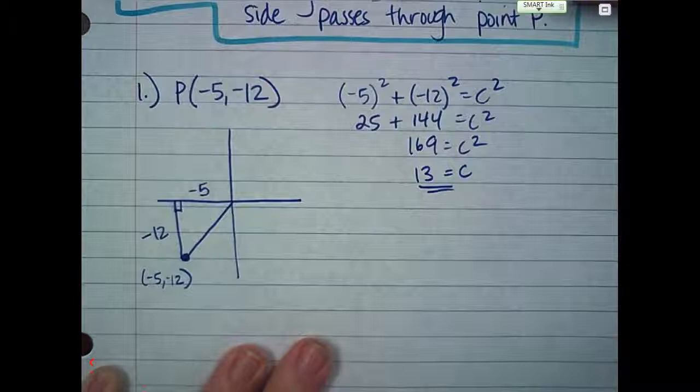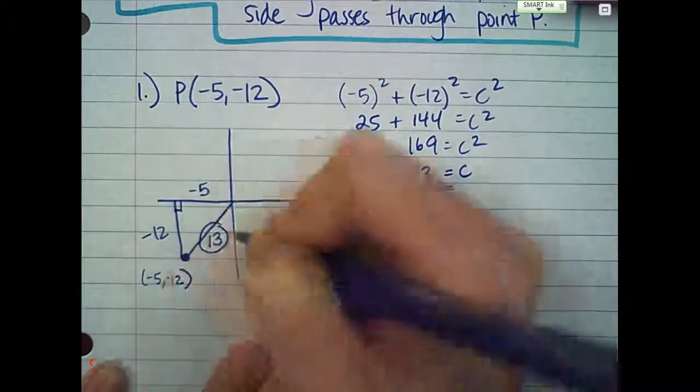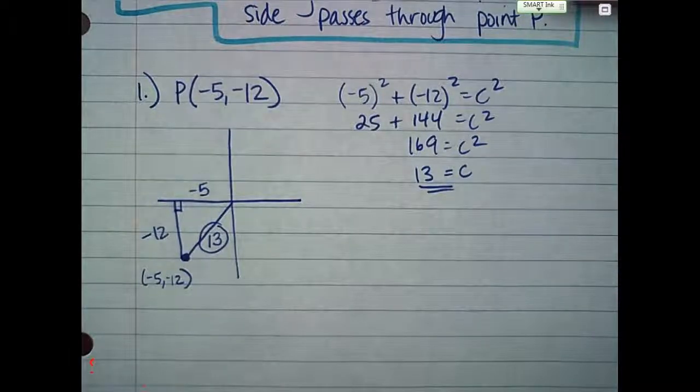I'm going to give you a little trick here. When you write down your hypotenuse, if you will circle it, because you use it a lot, it will make life better. What's inside that circle is always the hypotenuse, and it should always be positive.